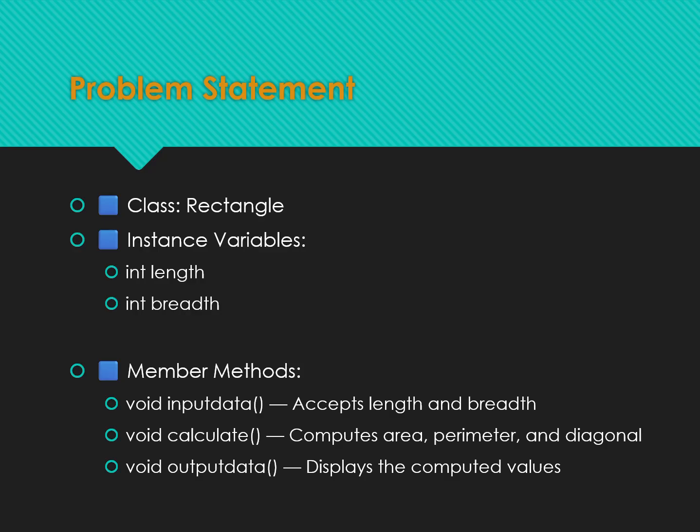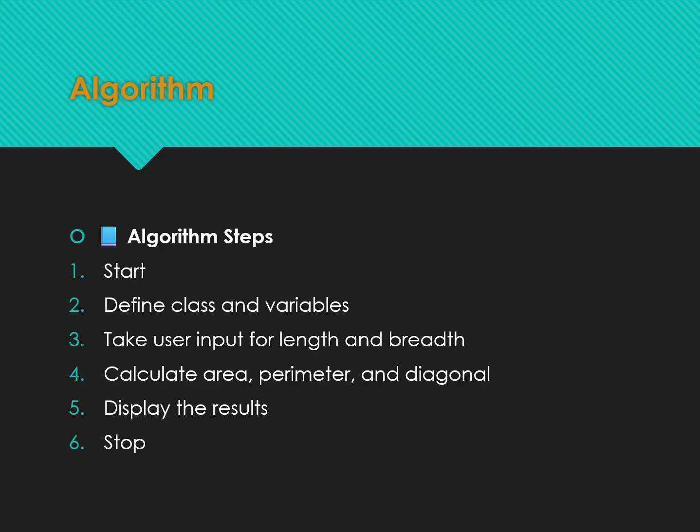In short, the objective is to apply the concepts of class design, method definition, and mathematical operations, all wrapped into a real-world scenario, a rectangle. Here's the algorithm. We start by defining a class with necessary variables and methods. The user provides length and breadth. Then, we calculate area, perimeter, and diagonal using formulas and display the results.